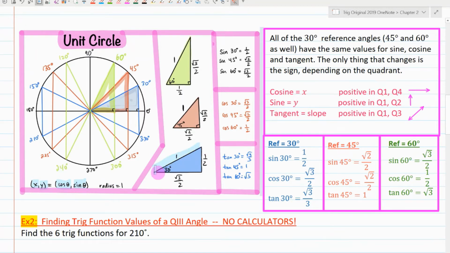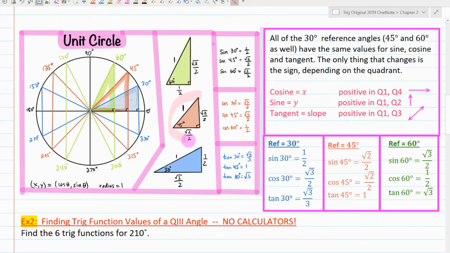So at all the 30-degree reference angles, cosine will be the long leg, which is radical 3 over 2, and sine will be 1/2. So at 30, cosine is radical 3 over 2, sine is 1/2. At 150, cosine is negative radical 3 over 2, sine is positive 1/2. At 210, cosine is negative radical 3 over 2, sine is negative 1/2. And at 330, cosine is positive and sine is negative, but they all correspond to those numbers.